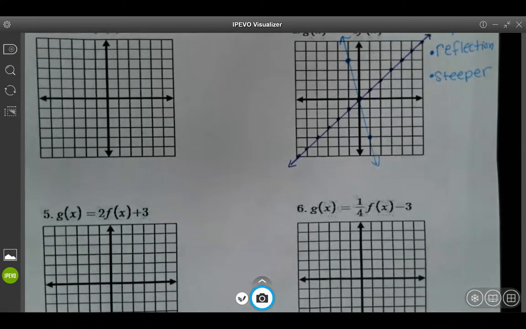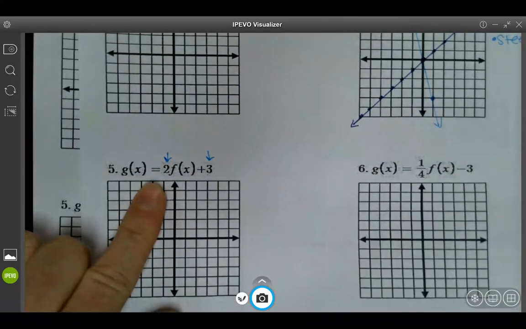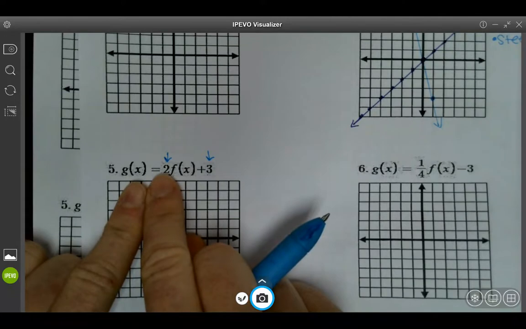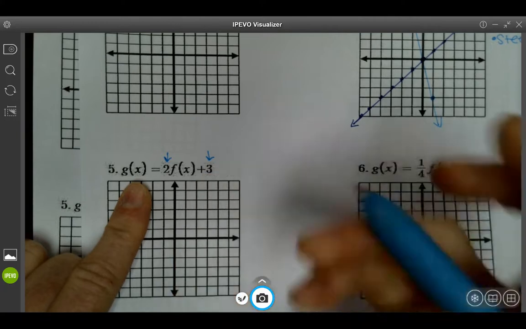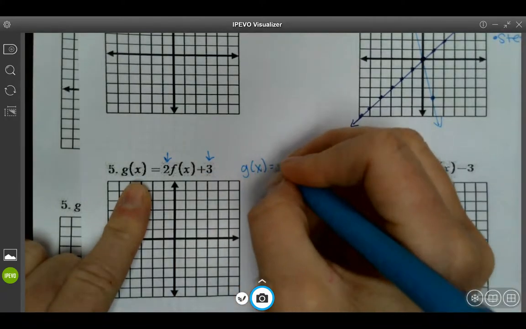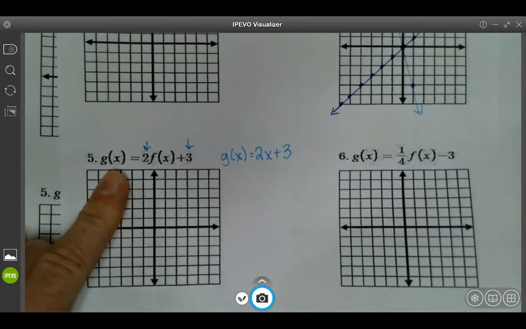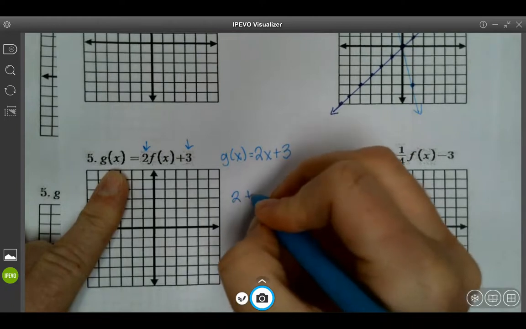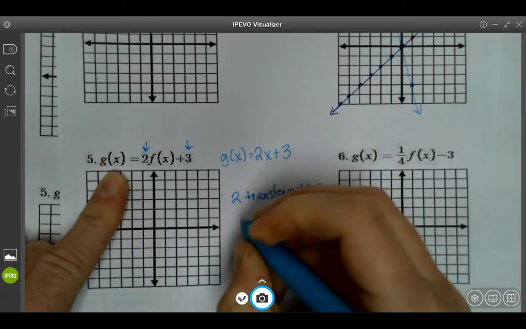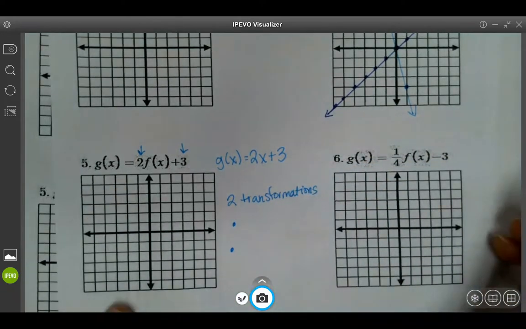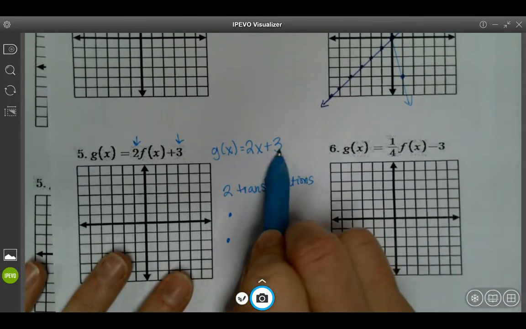Number 5 and 6 also have two transformations. So see the 2? See the +3? The 2 is going to make it steeper. The +3 is going to make it translate up. So you can rewrite your equation and graph it. So this is going to have two transformations, so you're going to write it as bullet points. And I already told you what they were. 2 makes it steeper. 3 translates it up.